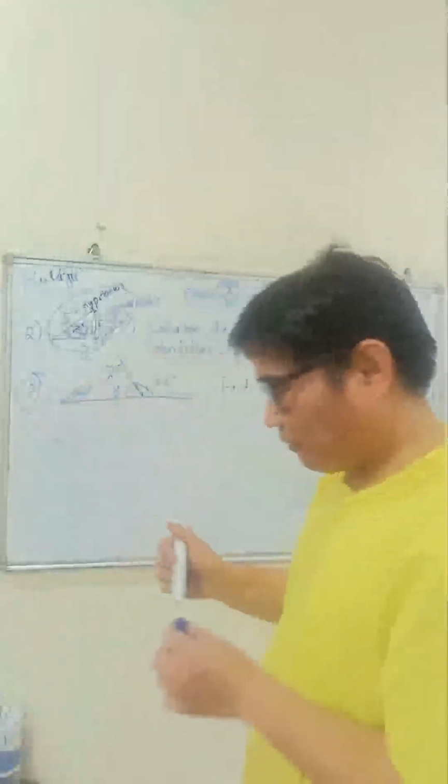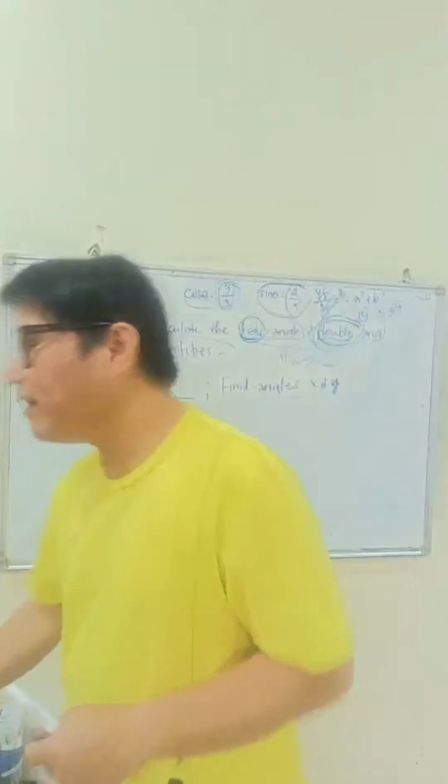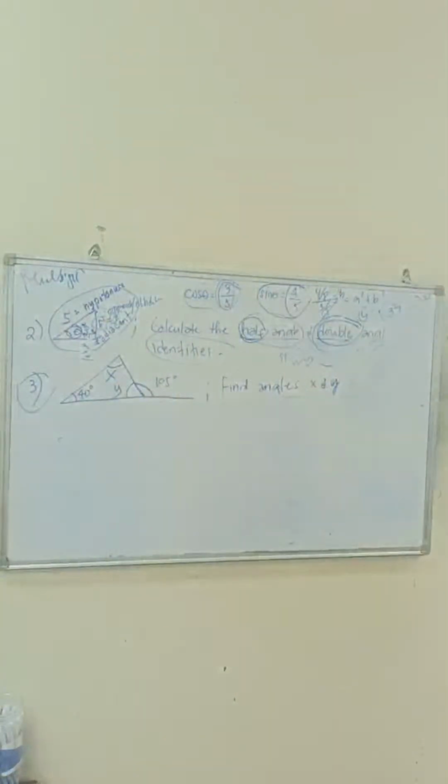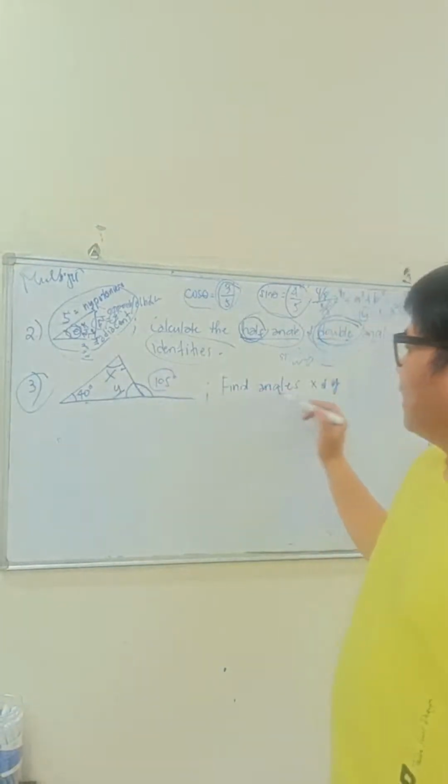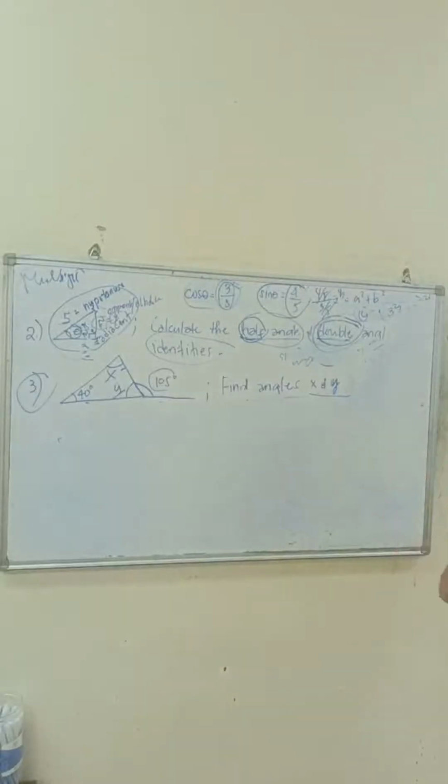Number 3. This one: 40 degrees, this is X, this is Y, and this is 105 degrees. Find the angles X and Y.